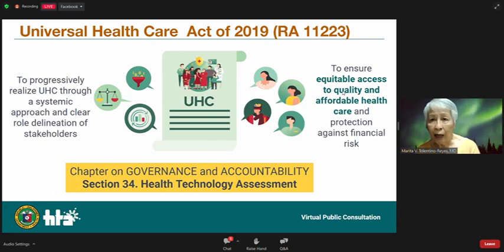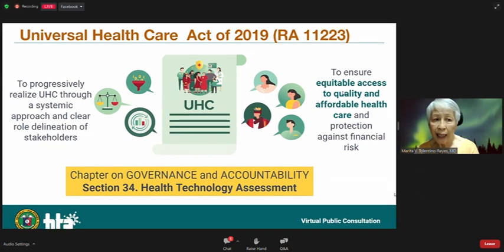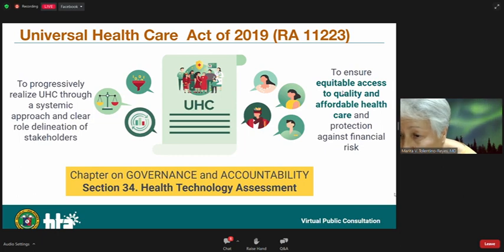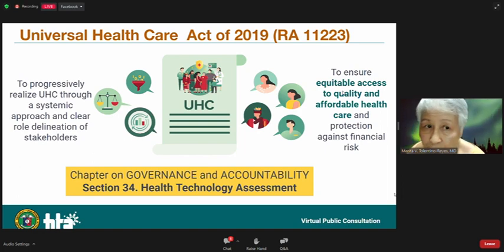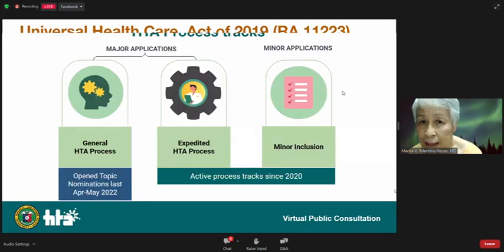So in the Universal Healthcare Act of 2019, or what we call Republic Act 11223, it was clear that to progressively realize universal health care, there must be a systematic approach and clear role delineation among stakeholders, and to ensure equitable access to quality and affordable health care and protection against financial risk, there is a very clear section on health technology assessment in the chapter on governance and accountability. Next slide, please.